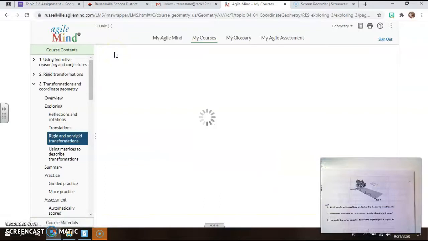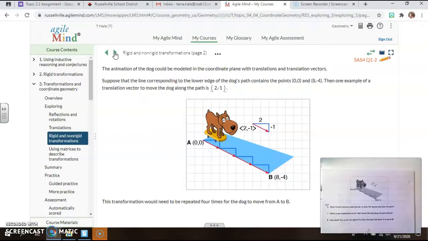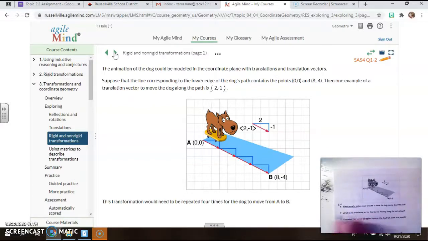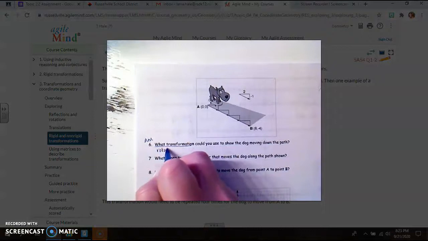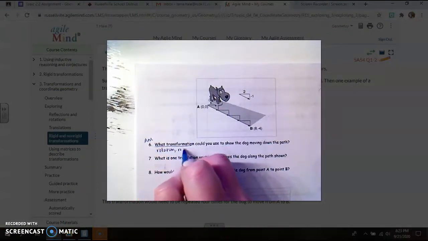Putting it on a coordinate system allows us to actually put some numbers into that transformation. So first of all, what transformation? Anytime you see this question, what transformation? We've only learned 3 transformations so far, and that is rotation, reflection, and translation.